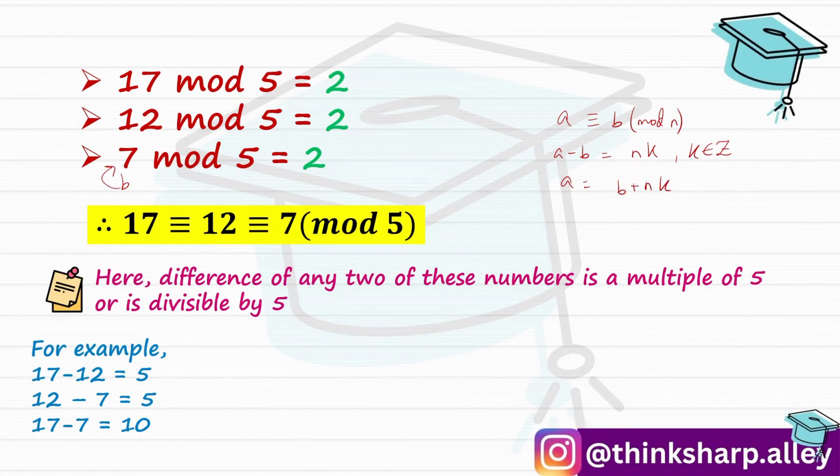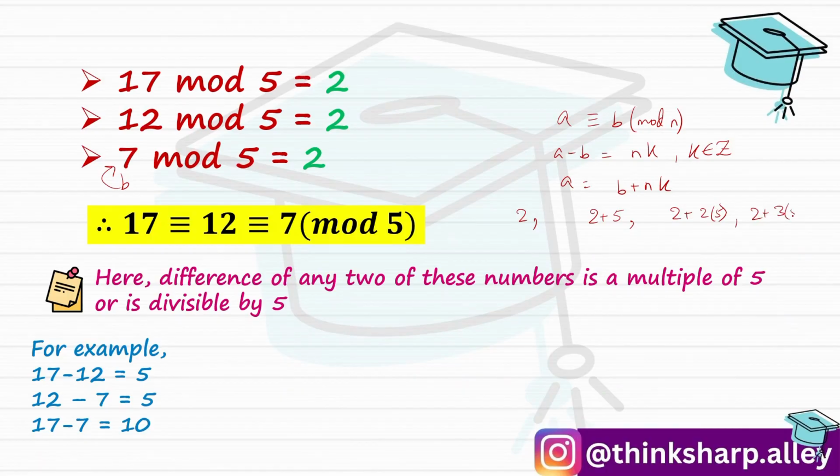Now let us understand the group of numbers which leave the same remainder 2 when divided by 5. So let's say the first number is 2 itself. The second number will be 2 plus the first multiple of 5. Next number, 2 plus the second multiple of 5. Just keep on adding the different multiples.